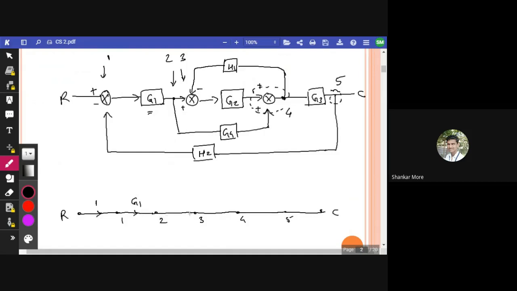Between the second node and the third node, what is the gain? Nothing. See, this is our second node, this is our third node, so we will give it as 1. One is the gain.